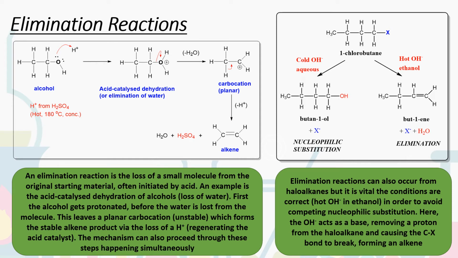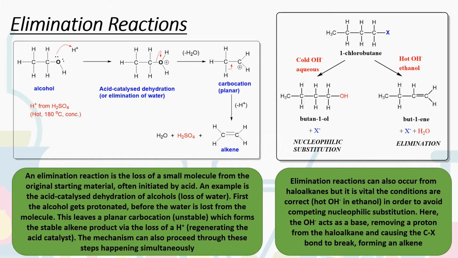Now, by losing that H+, we've also regenerated the acid catalyst. So we end up forming the alkene, we've kicked off the water, and we also regenerate our acid catalyst, the sulfuric acid in this case. So the mechanism can proceed through these stepwise steps here.